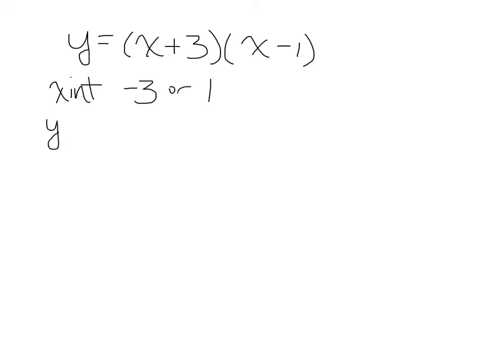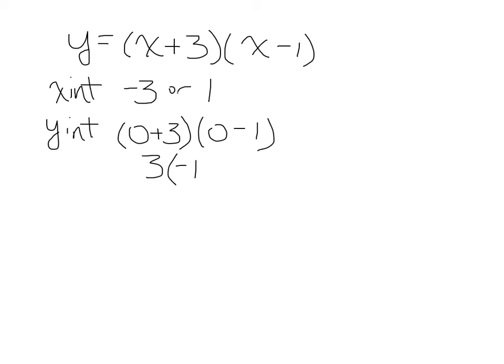The y-intercept. You put 0 where x is. You rewrite the original and just put 0 instead of x. So 0 plus 3, 0 minus 1. And simplify according to the order of operations. 0 plus 3 is 3. 0 minus 1 is a negative 1. 3 times a negative 1 is a negative 3. So the y-intercept is at a negative 3.